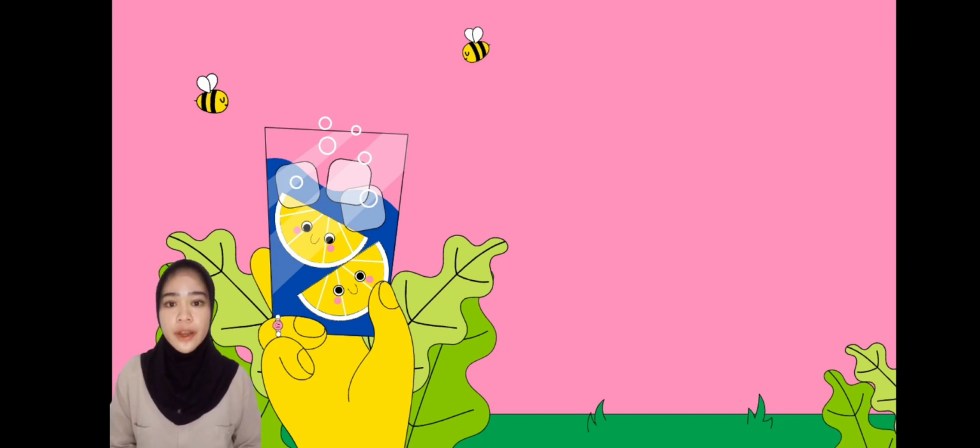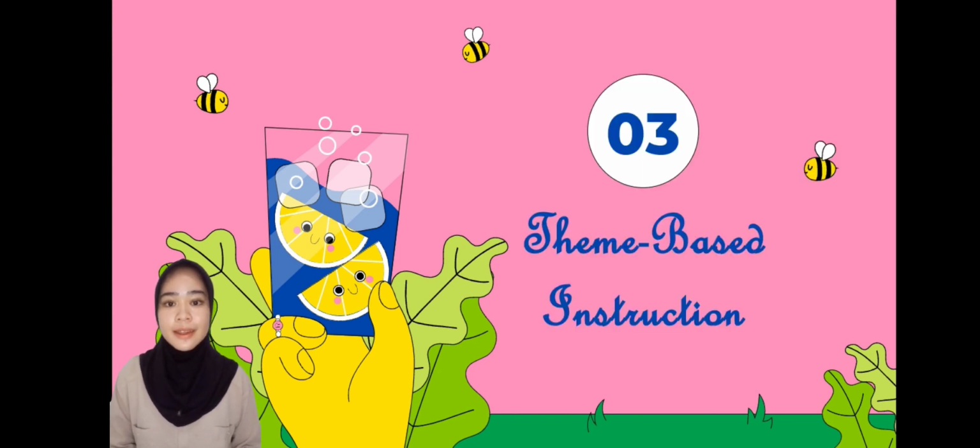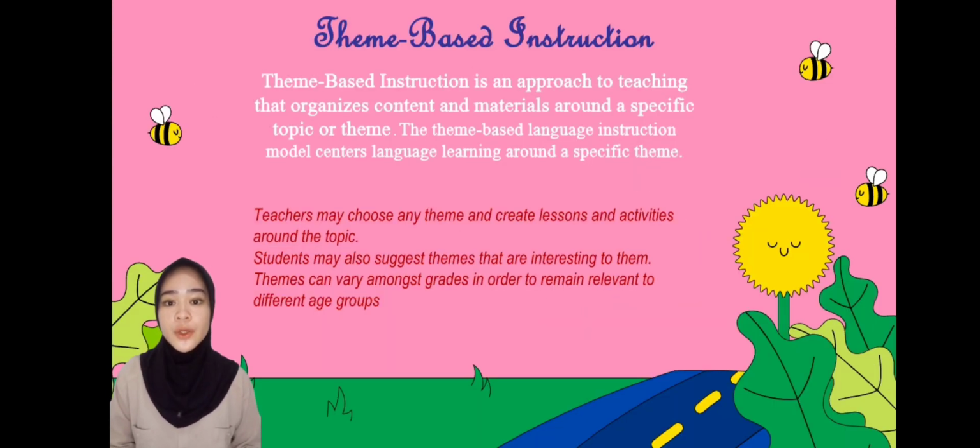So, the next material is about theme-based interaction. Theme-based interaction is an approach to teaching that organizes content and material around a specific topic or theme. This approach can be used in language teaching, where a teacher may choose any theme and create lessons and activities around the topic. The theme-based language interaction model centers language learning around a specific theme. The students may also suggest themes that are interesting to them.